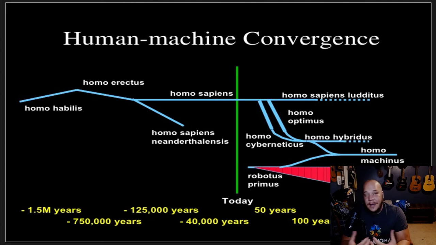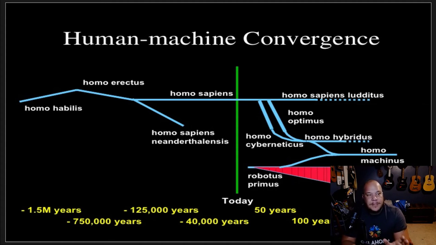Homo sapiens, us, the regular human beings now, will be downgraded in standing. We will become Homo luditus. We will be the Luddites. We will be here until we die off in the next 100 years. Our human line, our branch of the family tree, in the next 100 years has a very strong possibility of coming to an abrupt end, which means no more Homo sapiens. We're just going to peter off because every other branch will be more powerful than us.